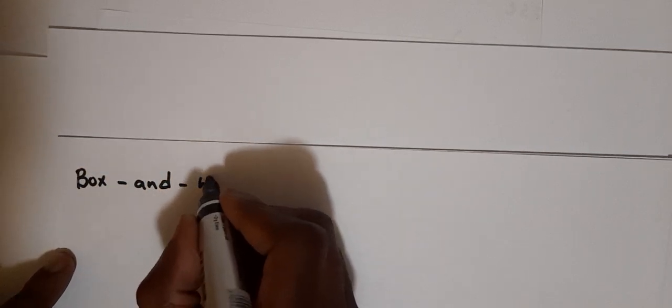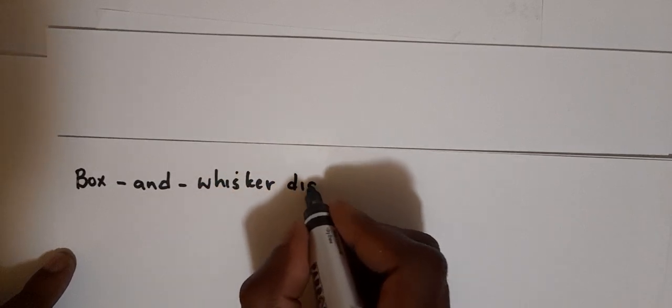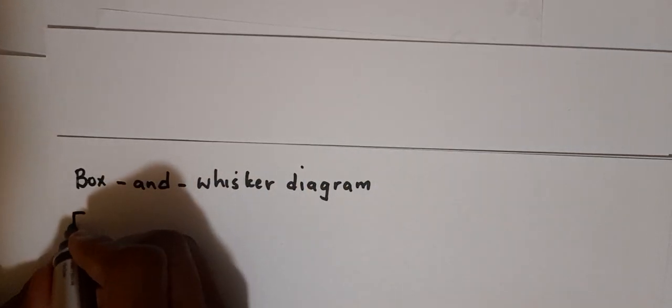I'll just do the last one here quickly. Right, so the question says draw a box and whisker diagram. Box and whisker diagram. So for your box and whisker diagram, you need your 5-number summary. So, 5-number summary.